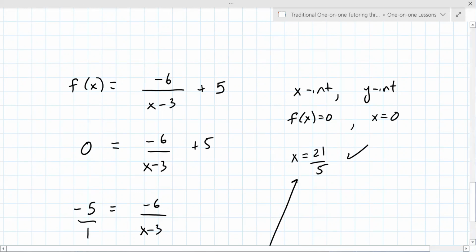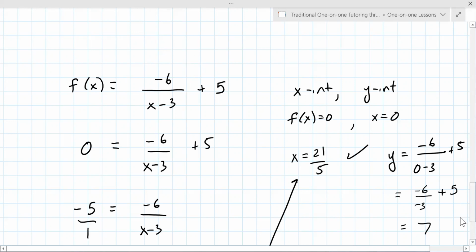Would it be y equals 2? Nope, that is not correct. So did you put 0 in for x? Yeah. Okay, so something like this: -6 over 0 minus 3, which is -6 over -3. That is 2, but what about the +5? It'd be +7. Yes. I ignored the plus 5. You can't give up on this stuff.